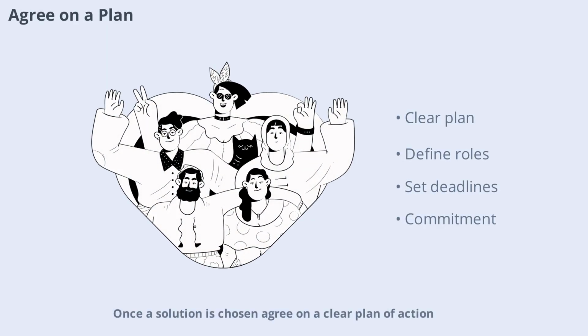Once a solution is chosen, agree on a clear plan of action. Define who will do what and by when. Make sure everyone understands their responsibilities and is committed to following through. A clear plan helps prevent future misunderstandings and ensures the resolution is implemented effectively.